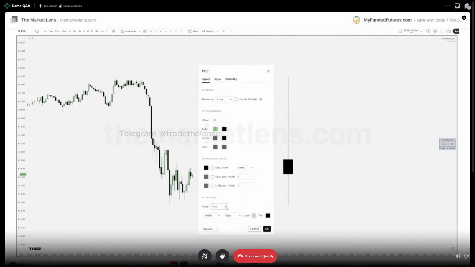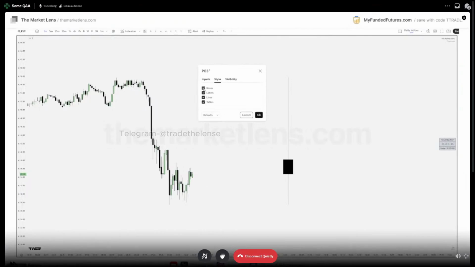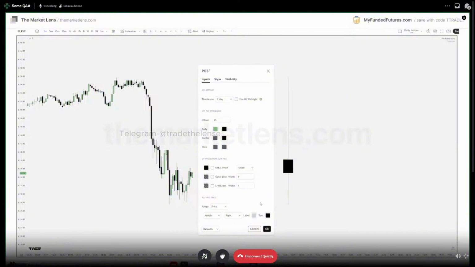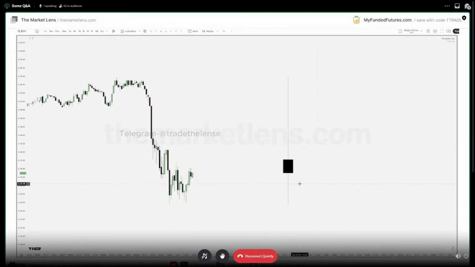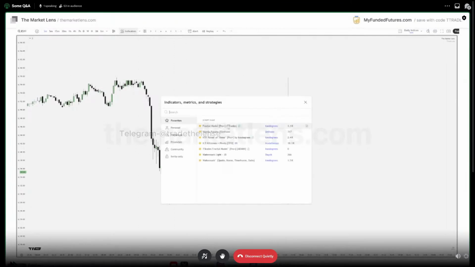I don't want that box. I don't know how to turn that off. Wait, how do I turn that off? Maybe it's under here. Ah, there we go. Table is off. It's a little bit different on the free one, but there. Then I just come in here, add my model.